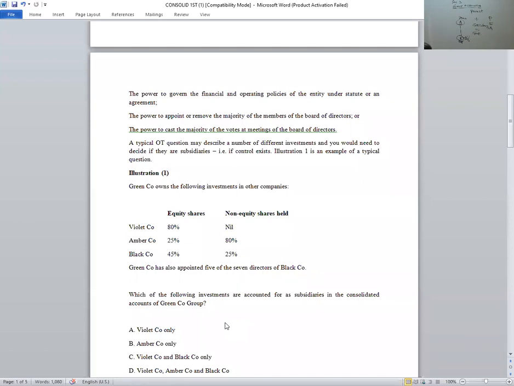The mother company, the investor, is called Green Company, which has 80% equity shares in Violet, 25% in Amber. Then we have Black Company, 45%. But there is some very important information: Green Company has also appointed 5 of the 7 directors of Black Company. So which of the following investments are accounted for as subsidiaries in the consolidated accounts of Green Company Group?